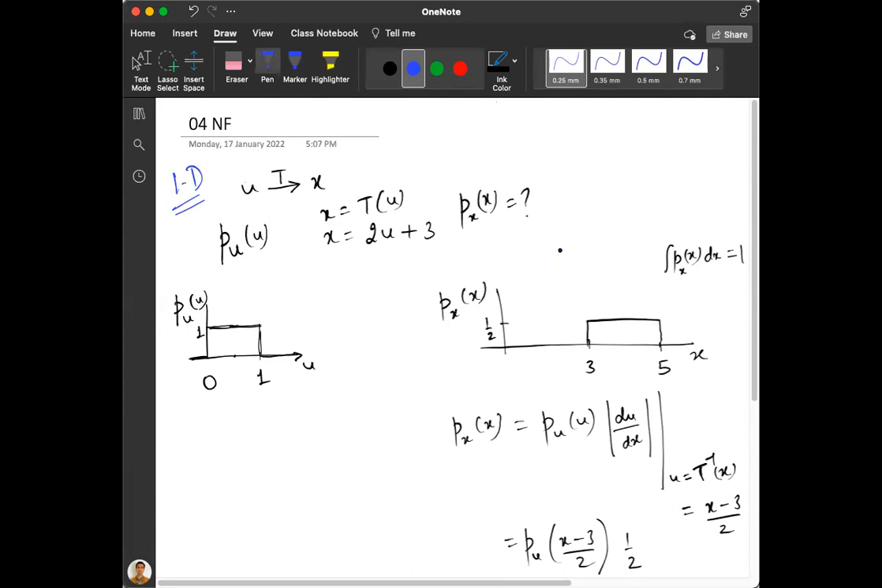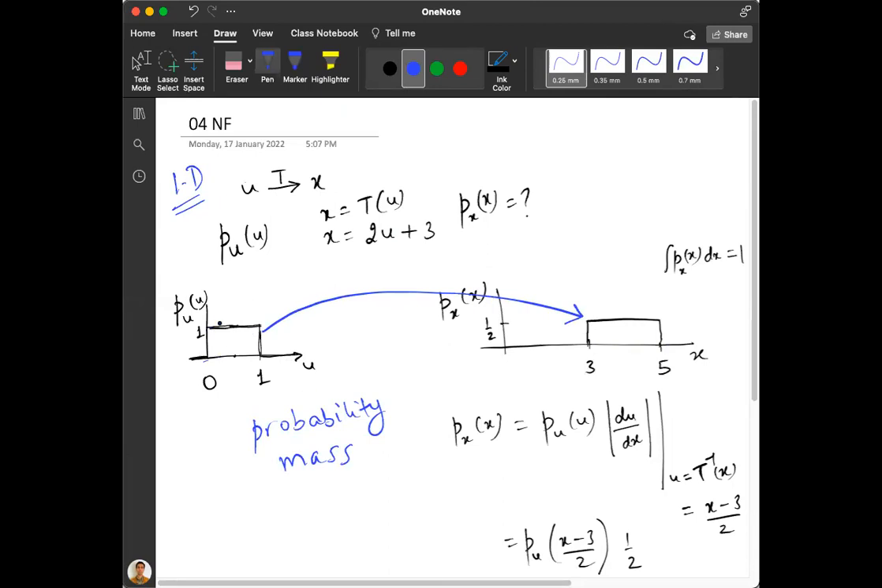What happens when you go to higher dimensions? Before we go to higher dimensions, let me also give you an intuitive understanding of the concept of probability mass. You see, your probability mass is concentrated in 0 to 1, and then this mass gets transformed and spread out between 3 to 5. So there is a shifting and a scaling.